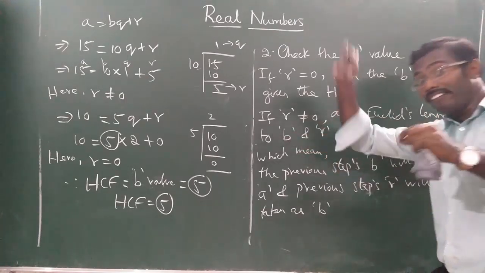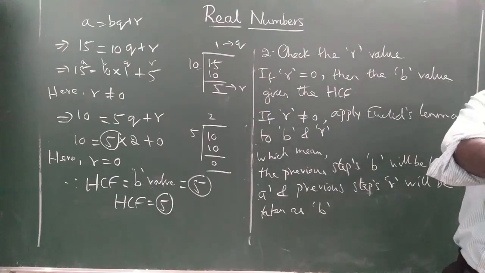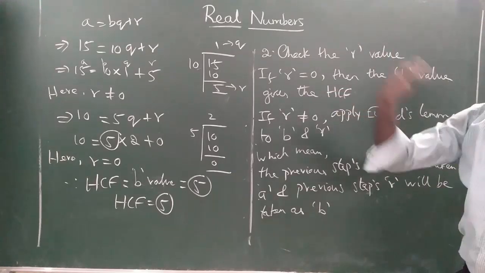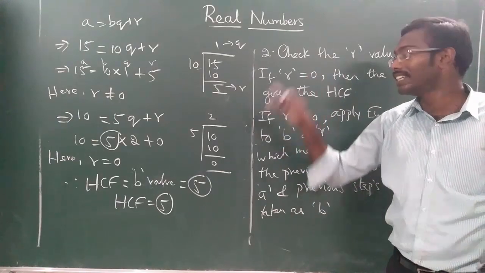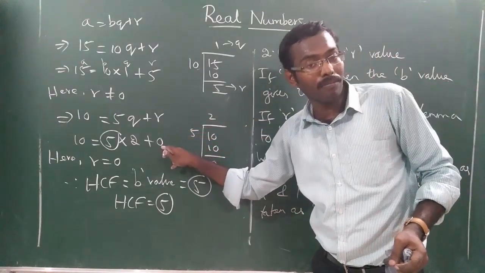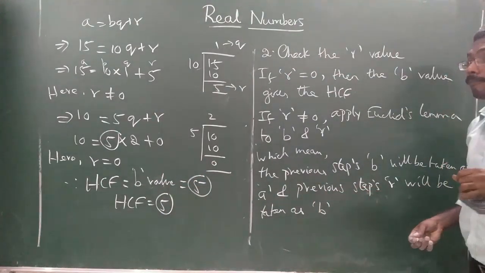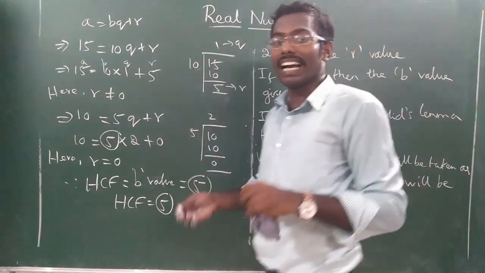That is, previous step's B value is taken as this step's A value. Previous step's R value is taken as this step's B value. And you will continue the same process until your remainder comes 0. Understood or not? Okay. So that's all. We will do one sum. You will get a clear idea.